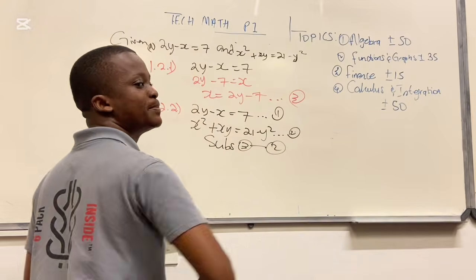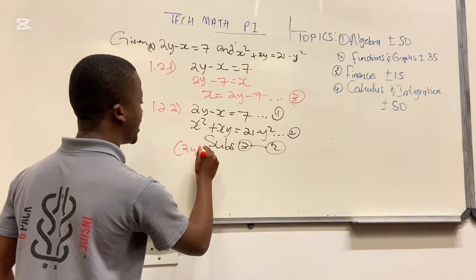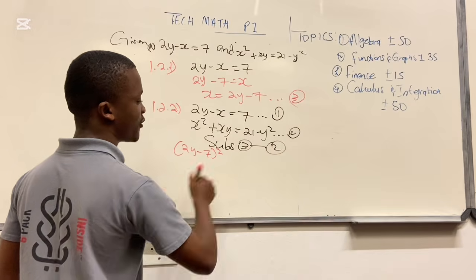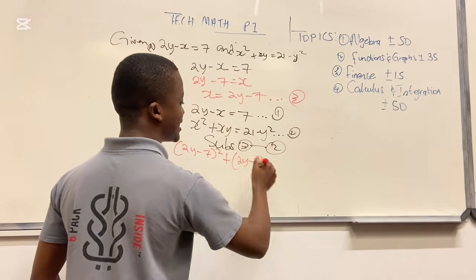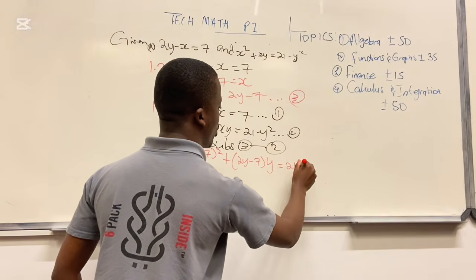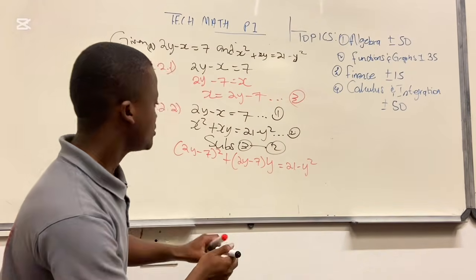In place of x, we substitute 2y minus 7. So we have (2y minus 7) squared in place of x, plus (2y minus 7) in place of x, times y, is equal to 21 minus y squared. Now let's go, come with me.